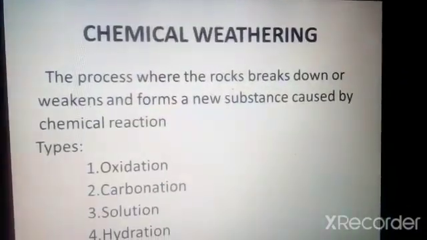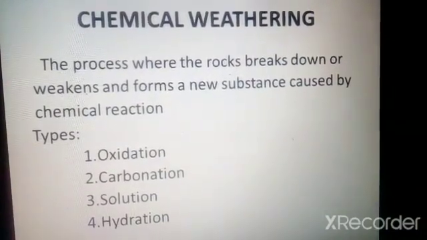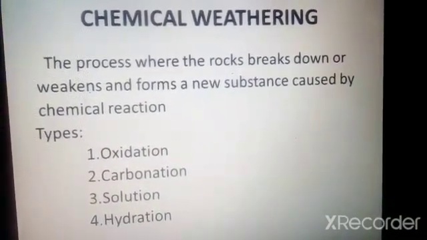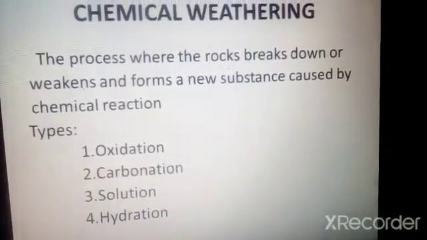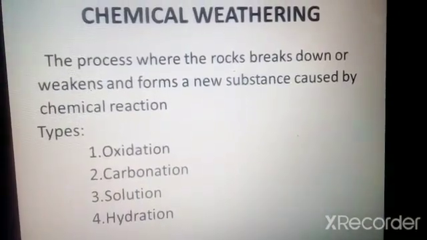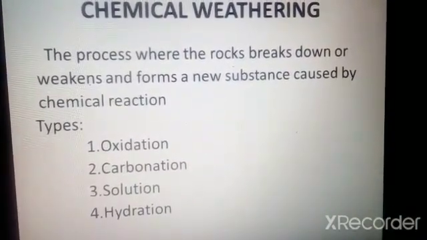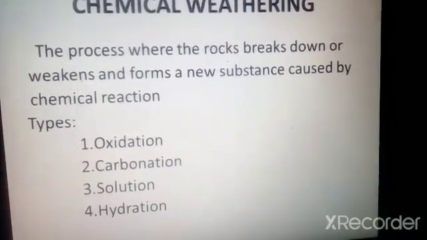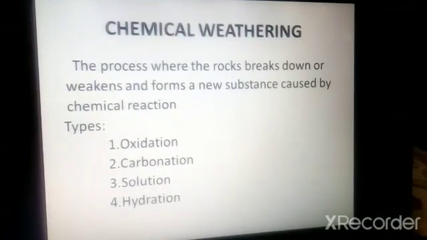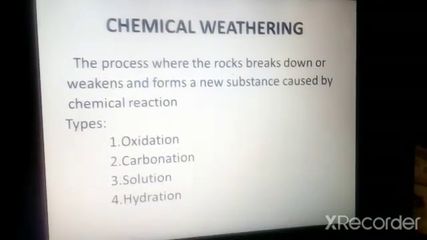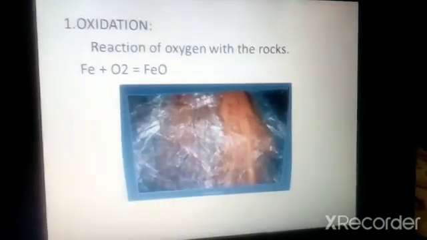And second one is chemical weathering. The process where the rocks break down or weaken and form a new substance caused by chemical reaction. So completely the rock changes into smaller substances due to chemical action. Chemical weathering is divided into four types: oxidation, carbonation, solution, and hydration.